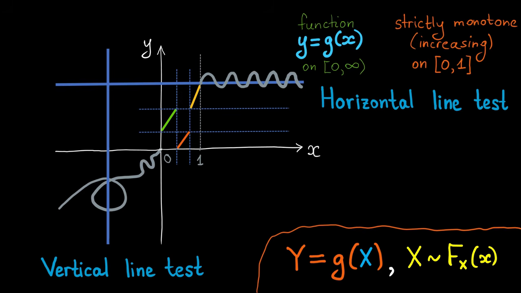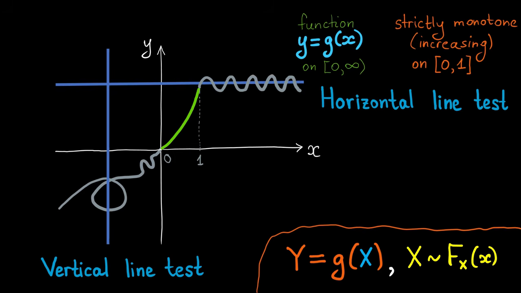But it is not a strictly monotone function. It is neither strictly increasing nor strictly decreasing. Now in this final example, we're finally looking at a function that is one-to-one and is also strictly increasing on the interval from 0 to 1.